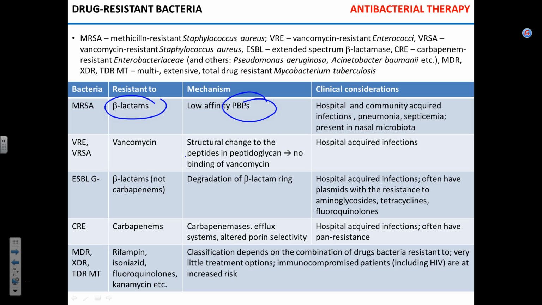Got it? Clear? Did I make myself clear? Target is modified, so penicillin and its derivatives do not work. It's a new normal. That's it. Nosocomial infections, community-acquired infections, causes pneumonia, wound infections. It's actually present in about, different estimations, 15, 20, 25% of the population in the nose, normally.